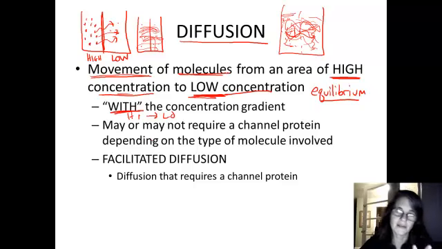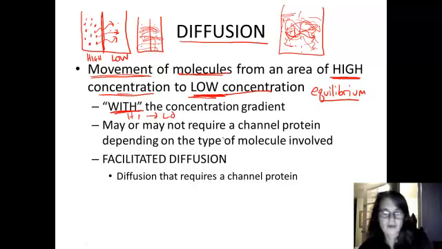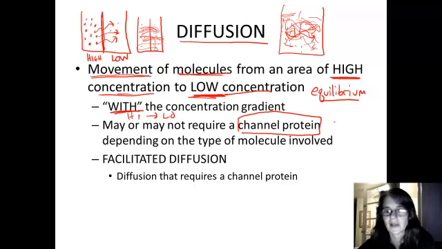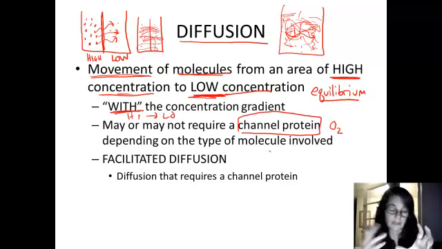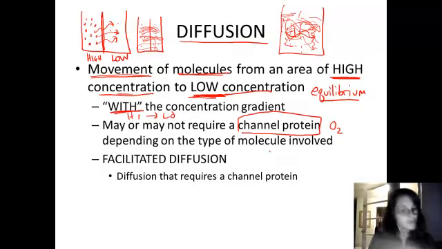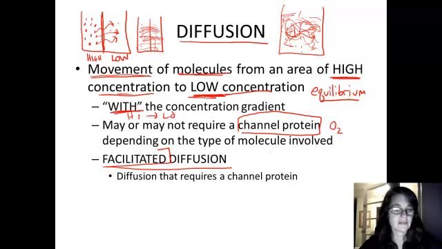Now, depending on the molecule, they may or may not require a channel protein. Remember, something like oxygen, which is small and nonpolar, can squeeze between the phospholipids. But some things, like a big old sugar molecule, are going to require a channel protein be there. But the channel is nothing more than a door, an open door for my sugar molecules that will go back and forth with their concentration gradient. So, facilitated diffusion, this word, facilitate, means to help. Facilitated diffusion then is just diffusion that has to occur through a little helper channel. Okay, that's all that is.